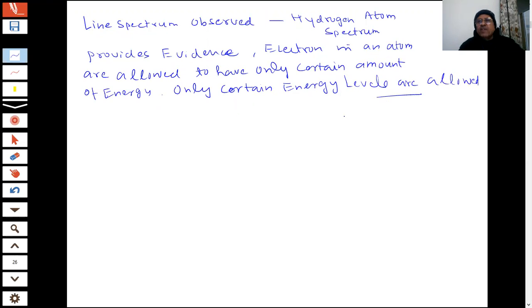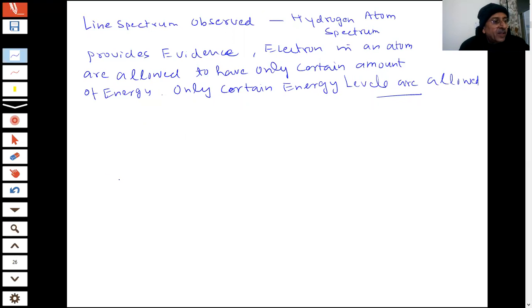Not all are allowed. If all are allowed, then what will happen? Then there will be a continuous spectrum. There will be a continuous spectrum then. So only certain energy levels are allowed, students.